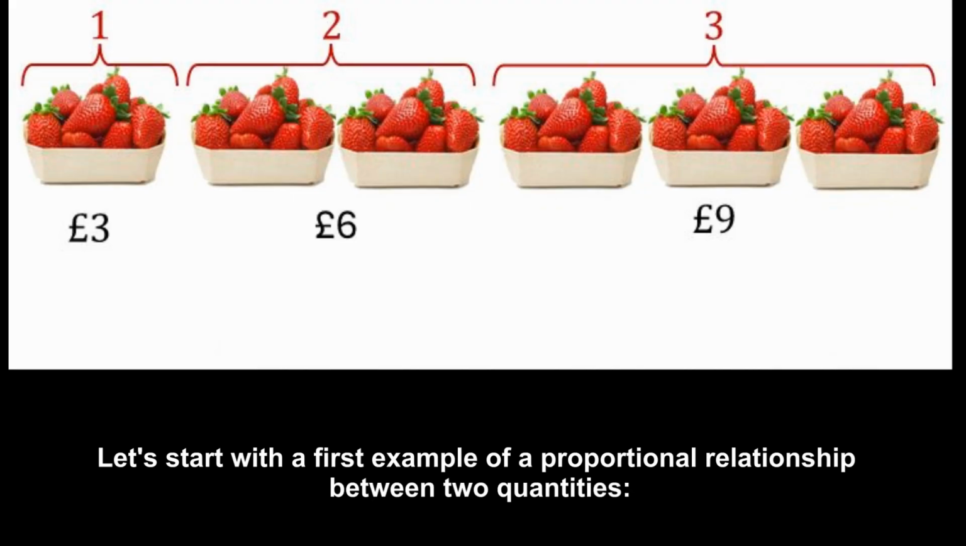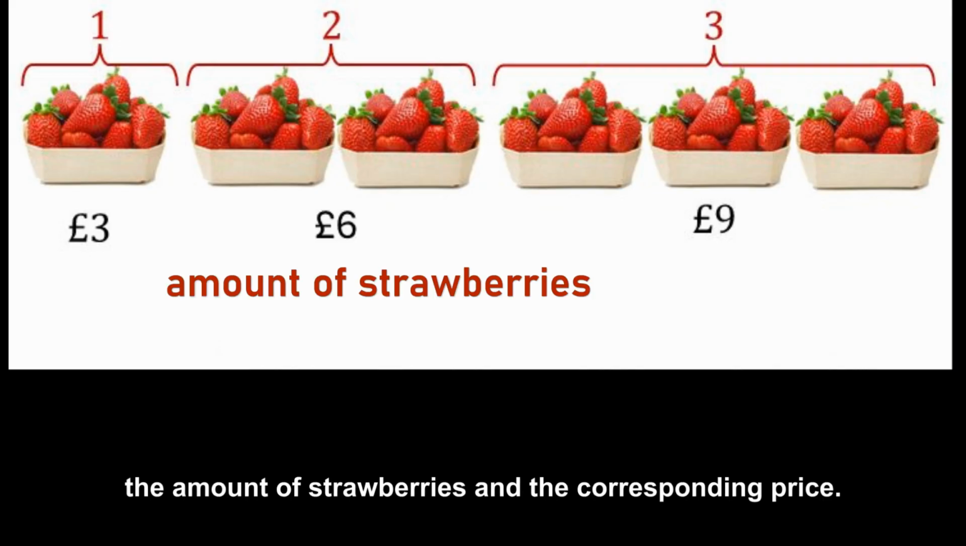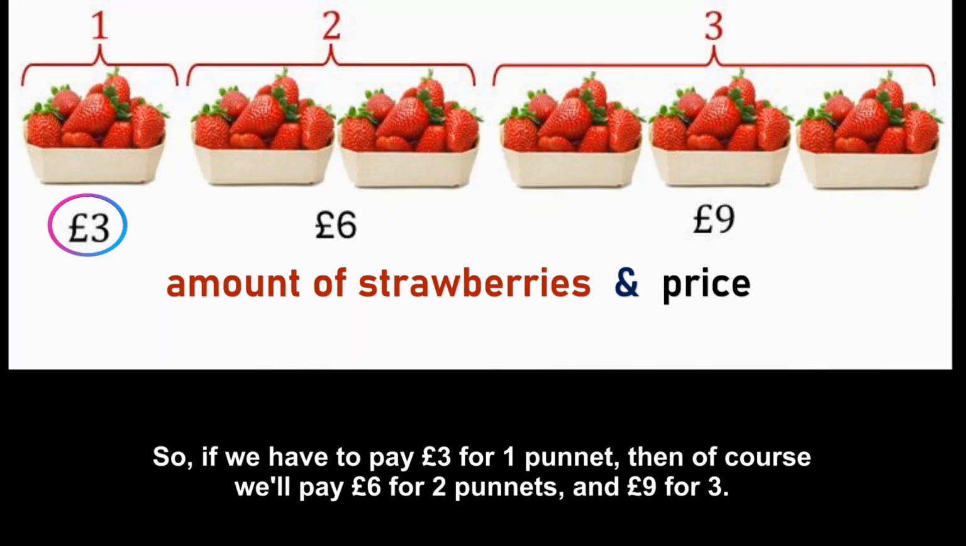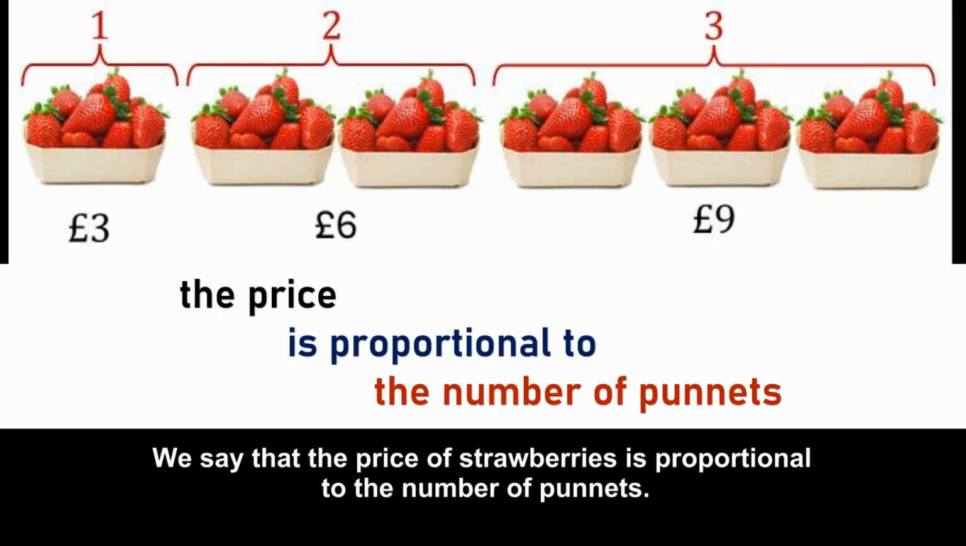Let's start with the first example of a proportional relationship between two quantities, the amount of strawberries and the corresponding price. So, if we have to pay £3 for one punnet, then of course we'll pay £6 for 2 punnets and £9 for 3. We say that the price of strawberries is proportional to the number of punnets.